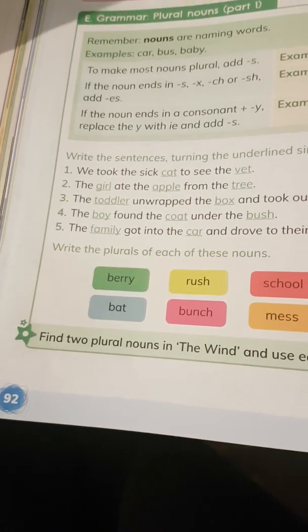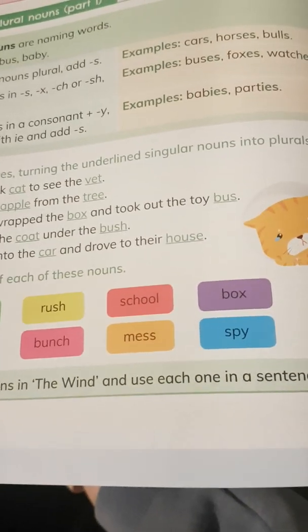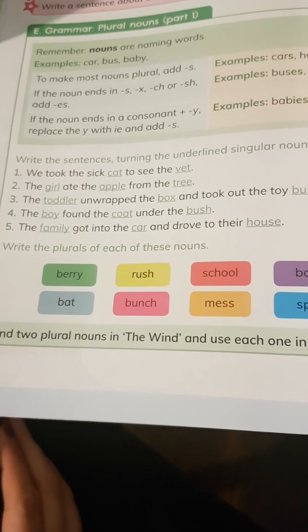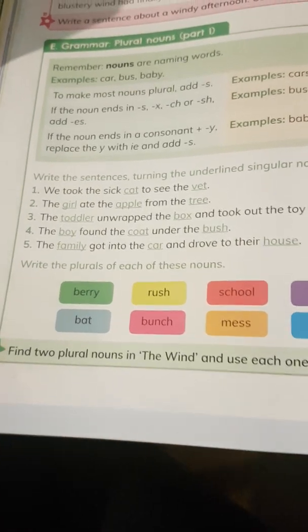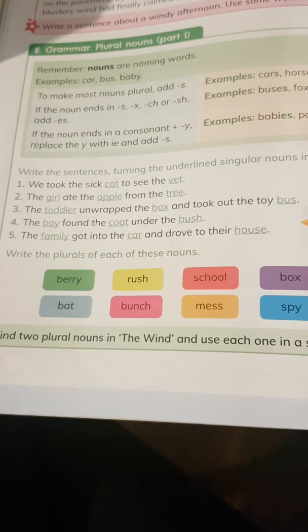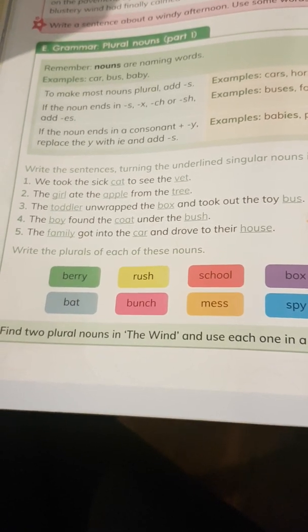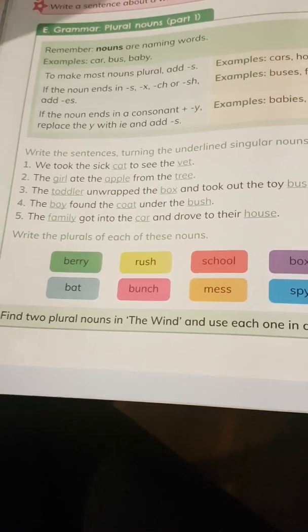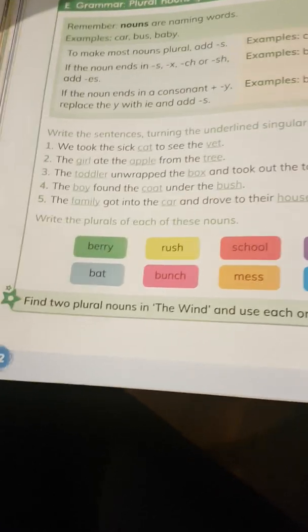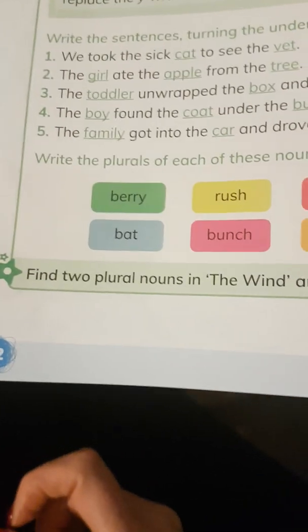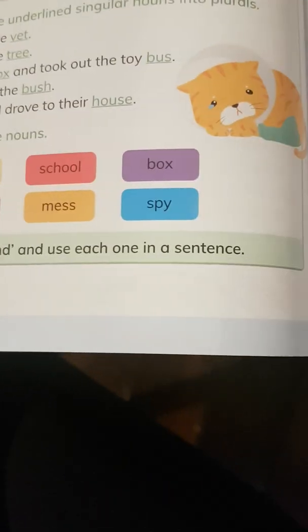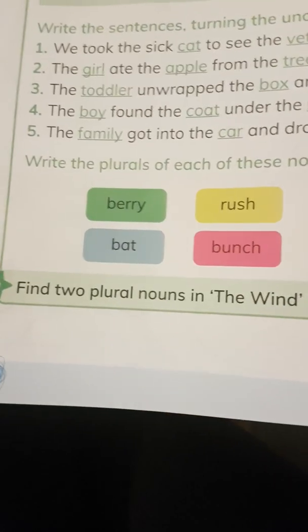As I said, you do not need to write out the full sentences, just write out the words in their plurals, looking out for words that end in S, X, CH, or SH because they are going to get the ES, and looking out for words that have a consonant followed by a Y. Remember, if it's a vowel, it doesn't matter, it's only if it's a consonant. Then we are going to go on to the second section. Write the plurals of each of these nouns, the words in the little coloured box there. Let's have a look at these.